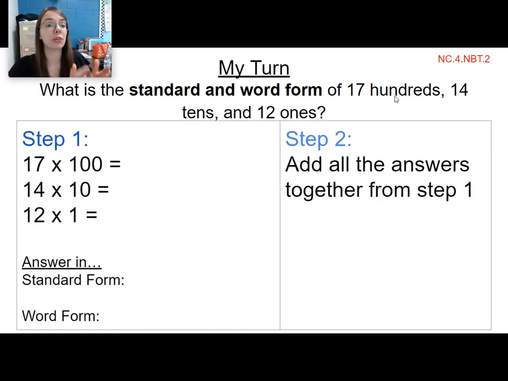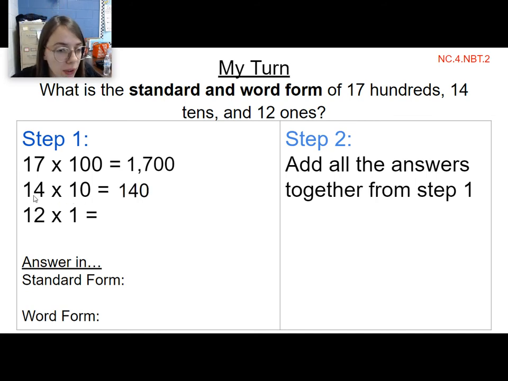1700s is 17 groups of 100. So it's just 17 times 100. Well, when we multiply by 100, don't we just gain 2 zeros? So it'd be 1,700. 17 times 1 is 17, 1 0, 2 zeros. All right, well, what about 14 tens? 14 times, well, when we multiply by 10, we just gain a 0, so it's 140.